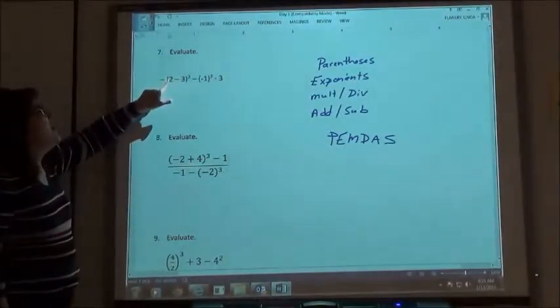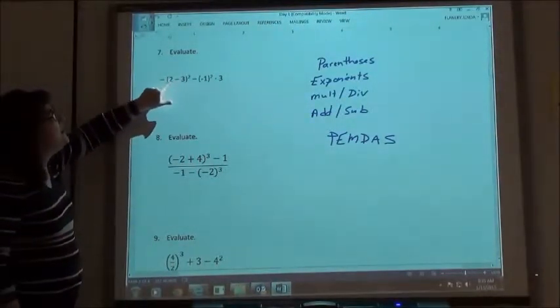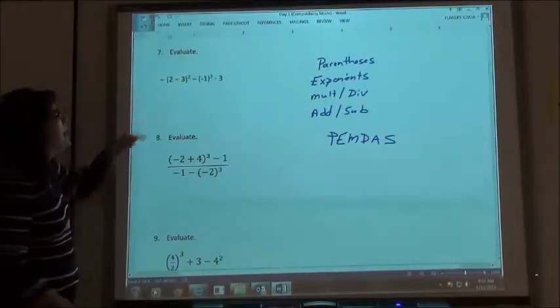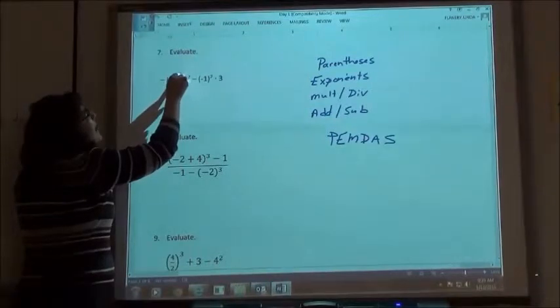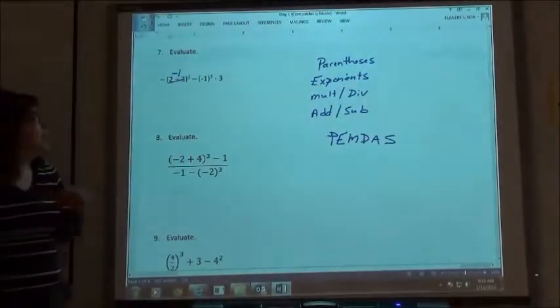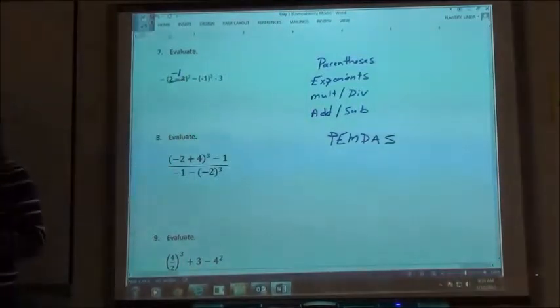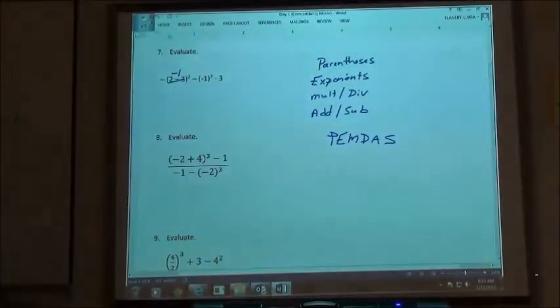I want to start and evaluate inside the parentheses if I have a math operation to do. So here I have 2 minus 3. 2 minus 3 is -1. Here I can't do anything inside the parentheses. It's already just a -1. So what I want to do is get it down to one number in the parentheses.